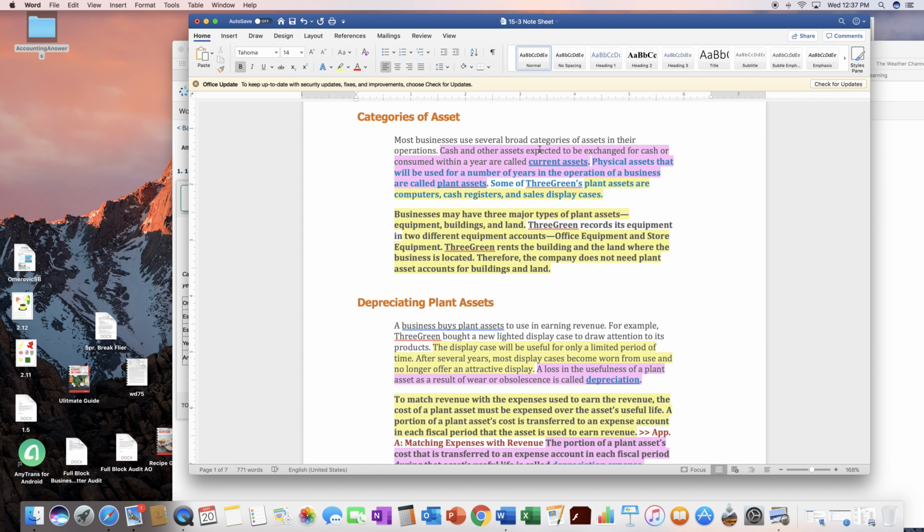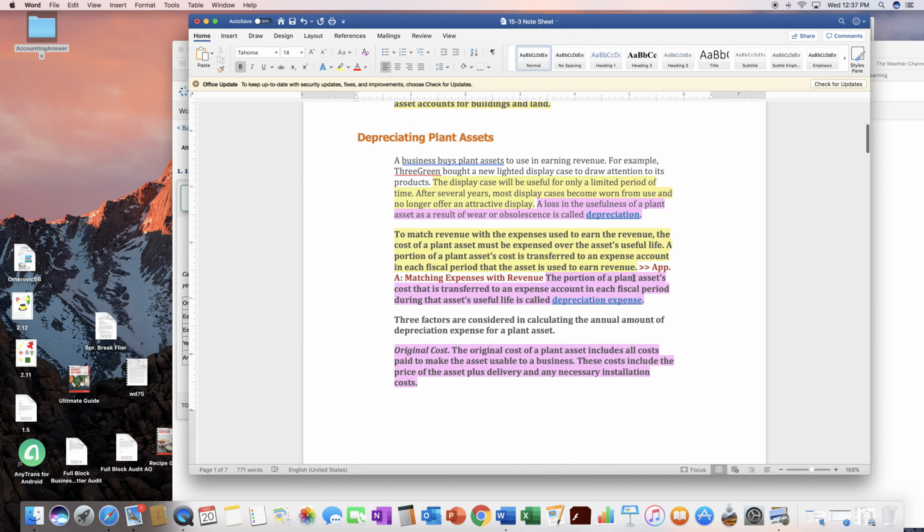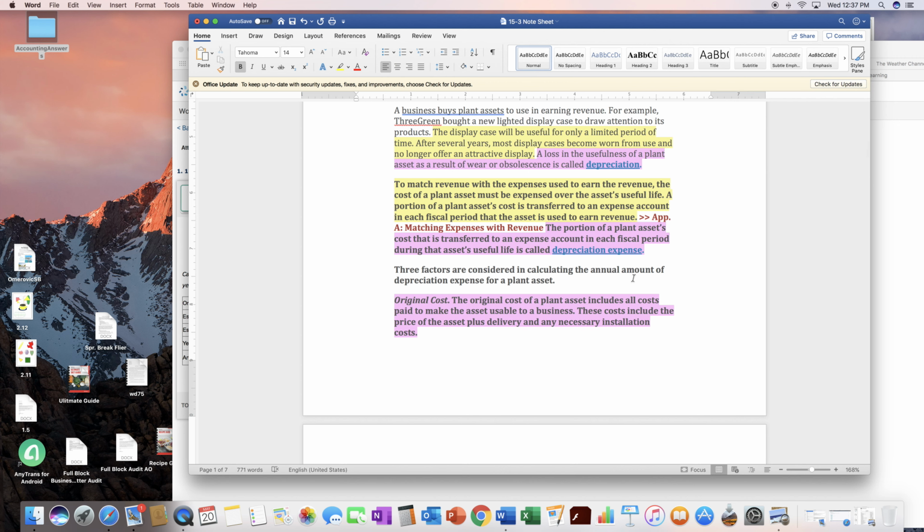So we have these current assets, items that can be exchanged within a year, and then we have these plant assets that are useful for a number of years. But these plant assets, we have three different types: equipment, building, land. And what we want to do with these plant assets is to accurately say how much they're worth when we start the next fiscal period.